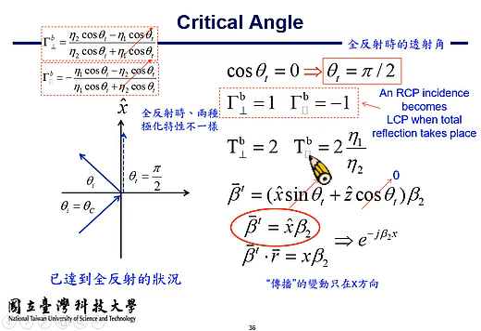So is the transmission coefficient. The transmission coefficient for perpendicular polarization is 2, while the transmission coefficient for parallel polarization is this: 2 times eta 1 over eta 2. 2 times eta 1 over eta 2. So they look quite different.